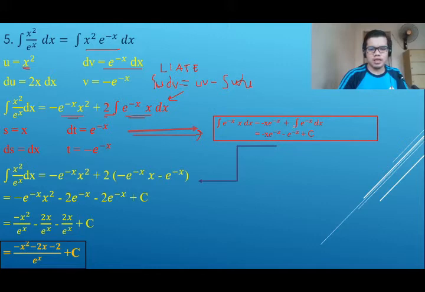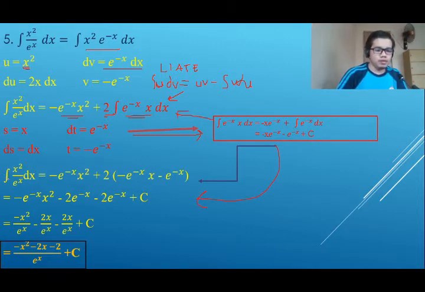Now before I proceed, why is this plus? It should be minus, right? Because the integration of e to the negative x is negative e to the negative x. So negative times negative will be positive. So that's why this is now plus the integral of e to the negative x dx, which equals negative x e to the negative x minus e to the negative x plus c. So this is the integration for this equation. Now let's proceed below.